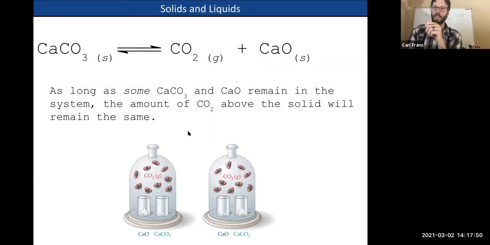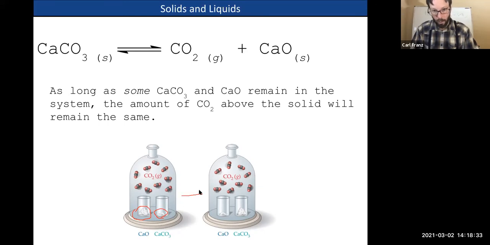Now, if we're dealing with solids and liquids and the production of gas, as long as we have some of those products and reactants, gas remains constant in a closed system. So let's say we have this reaction here, calcium carbonate forms carbon dioxide and calcium oxide. And it's in a closed system. Okay, so it's in this jar. And what we're showing here is that if you look, this little powder here, there's more calcium oxide than calcium carbonate.